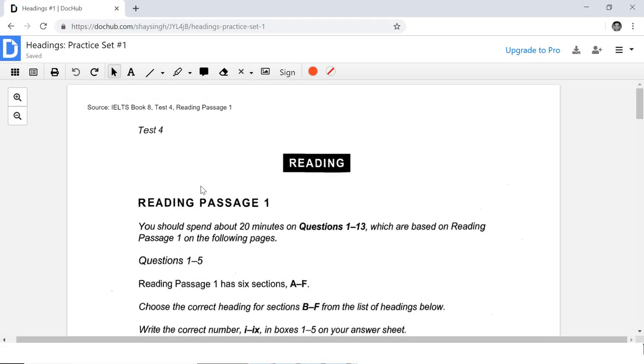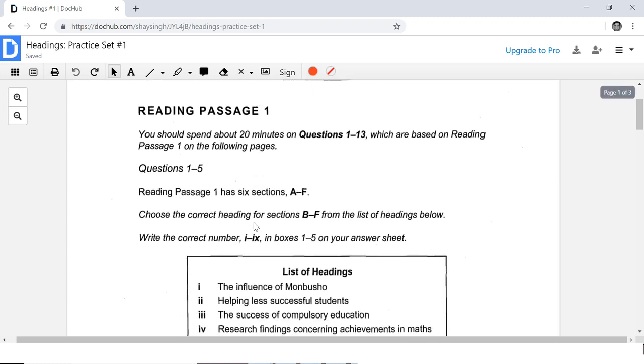In this video, I'm going to show you how to answer the headings question in more detail. So here I have a practice set from Cambridge IELTS book number 8, test number 4, and this particular example is from reading passage number 1. So let us begin by looking at our instructions.